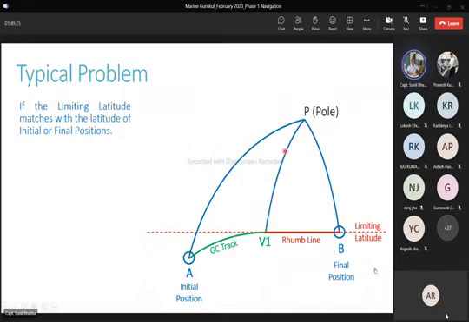So you can see the meridian of vertex 1 marked on the plot. PV1 is the meridian of our vertex. The green color track is the GC track passing from position A and having its vertex at limiting latitude. The red color track V1B is the rhumb line track from the vertex 1, which takes us to our final position B. So we have the diagram completed on the screen now.